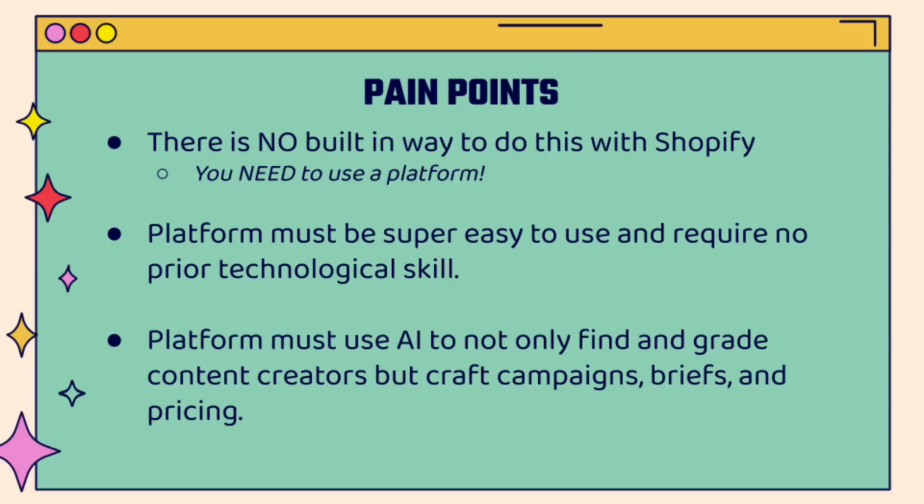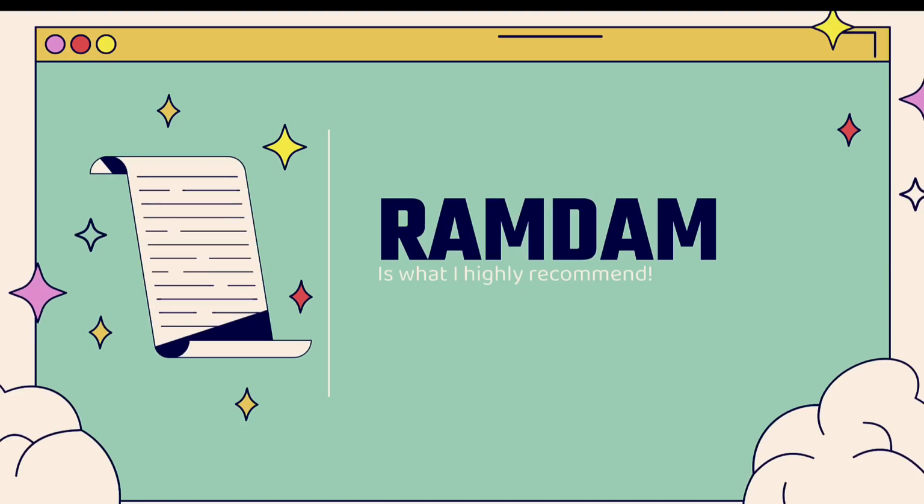And most importantly, the platform must use AI not only to find and to grade content creators, but what I'm going to show you is using AI to craft campaigns, craft briefs, craft even the pricing that you're going to be able to go with these creators so quickly, so easily, using AI to do it. It's super powerful. And if you want to do it the right way, you're going to use Ramdam.